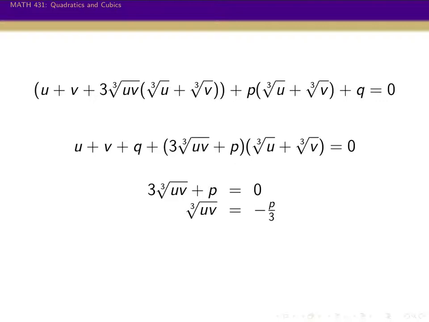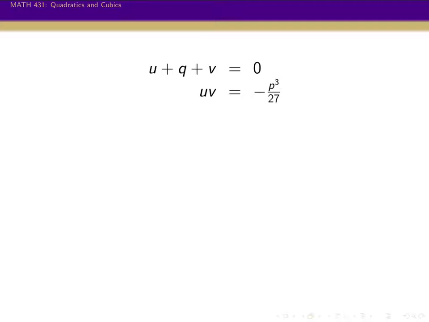So let's get rid of the cube root. So we're going to cube both sides. And we end up with uv is equal to minus p cubed divided by 27. Okay, and so that's, if 3 times the cube root of uv plus p equals 0, then it must be that uv is equal to minus p cubed over 27. Okay, so now we have the two equations we're looking at. u plus q plus v equal to 0, and uv is equal to minus p cubed over 27.